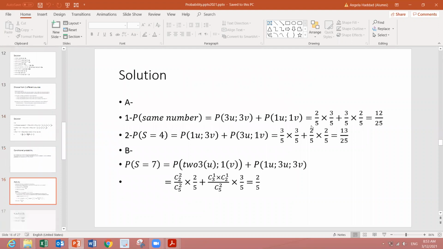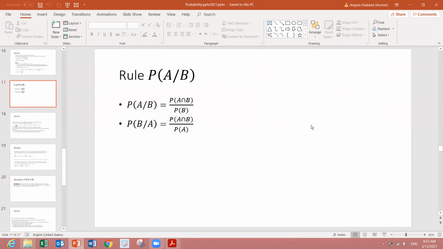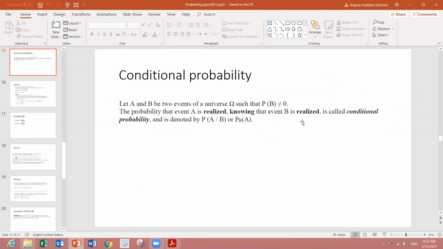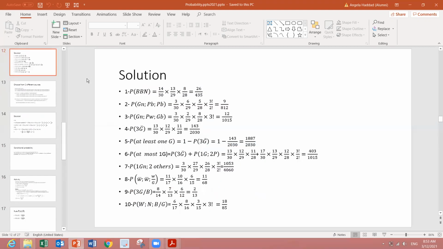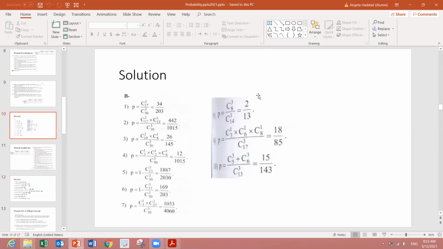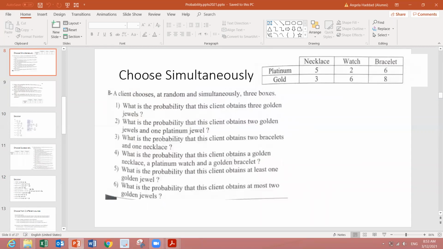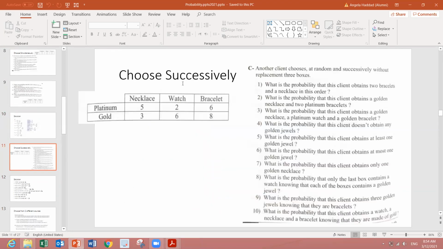And you will have conditional probability until this activity here, conditional probability till this activity. So to page 16. You have everything to page 16. You have, as I told you, similar to this example, choose simultaneously and choose successively. This one is very important, choose simultaneously and choose successively is very important. So good work for the exam.